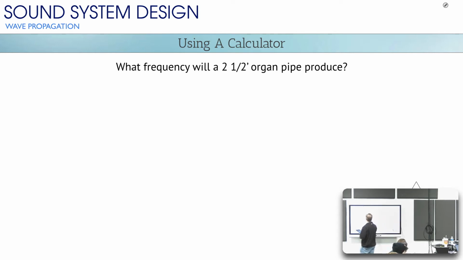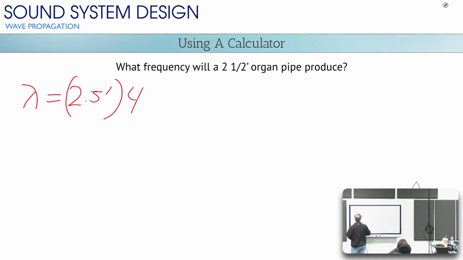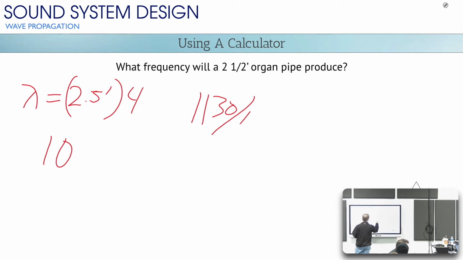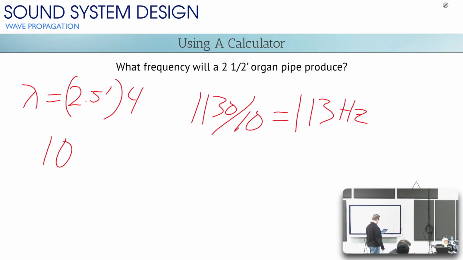Wavelength is going to equal 2.5 feet times 4. So what's 4 times 2.5? 10, right? And now, what is 1130 divided by 10? That would be 113 hertz. There you go. We did it.